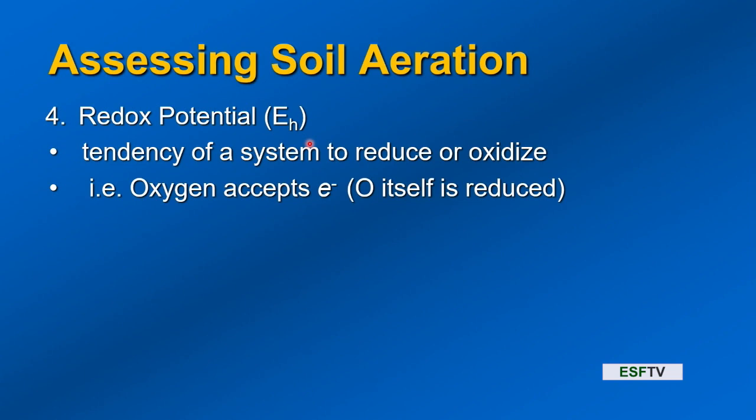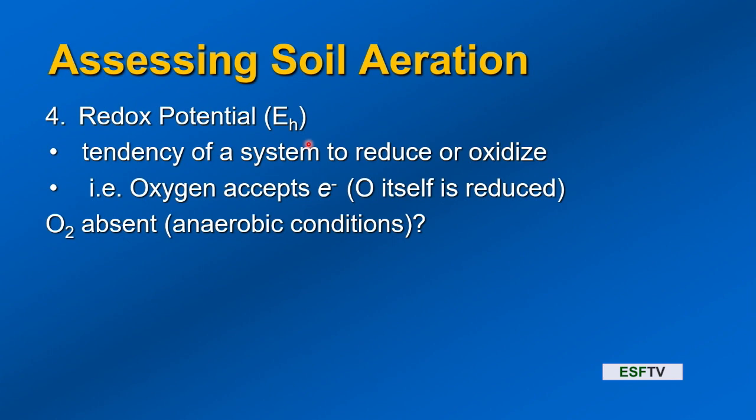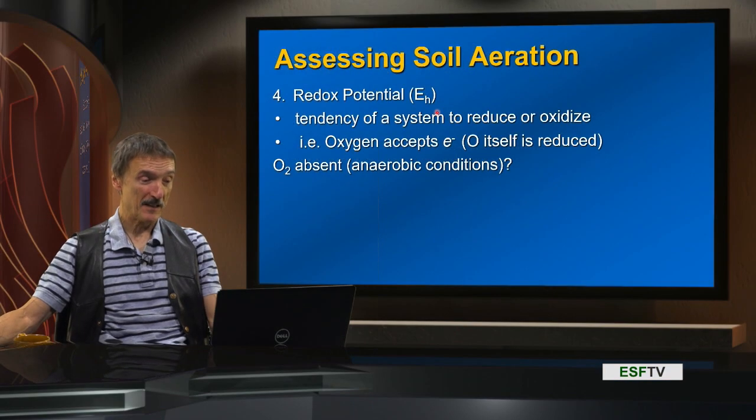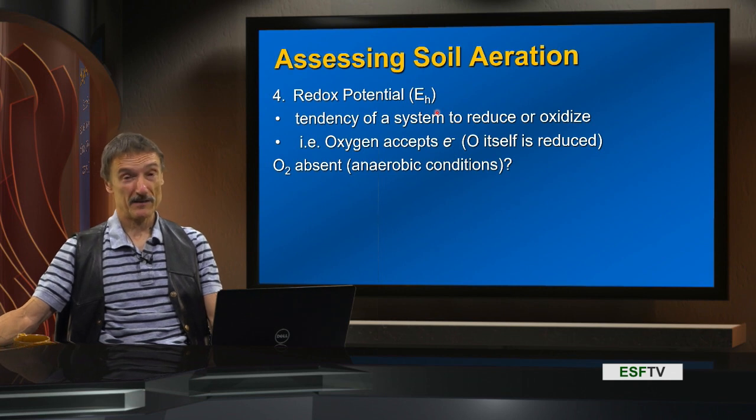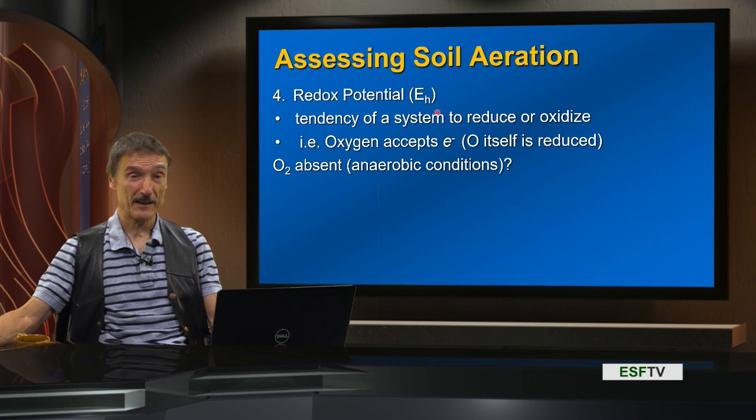Oxygen accepts electrons. In our aerated system, oxygen's there, accepting electrons, and it's reduced to water. That's good. When oxygen disappears, it's no longer ready to do the job. When there's no dissolved oxygen in the soil air, no oxygen at all, that's anaerobic. You get rid of the oxygen and something else has to take the electrons. There's still respiration, anaerobic respiration, stuff's happening, but it's slowed down considerably.